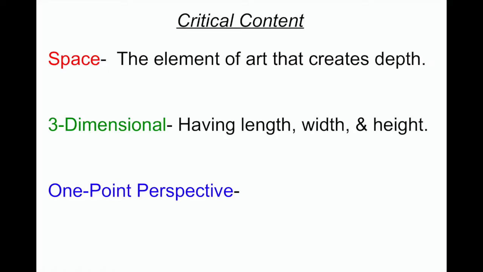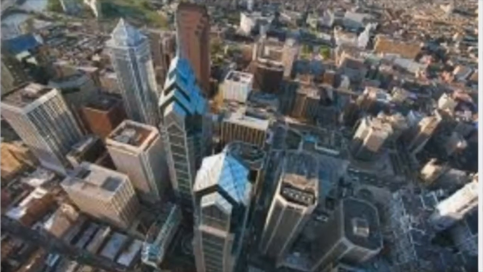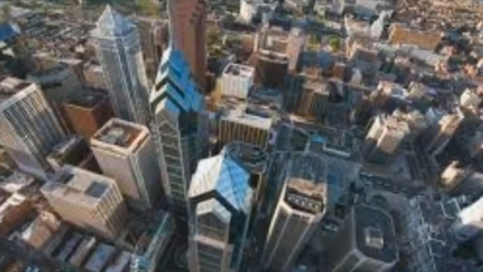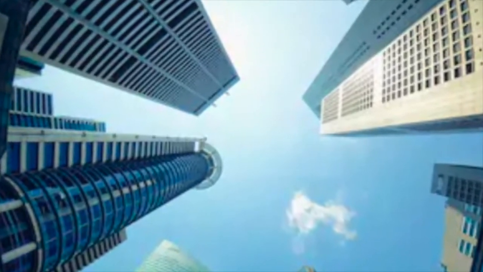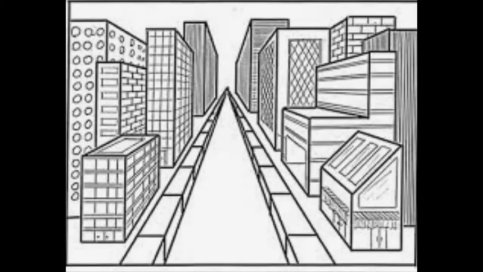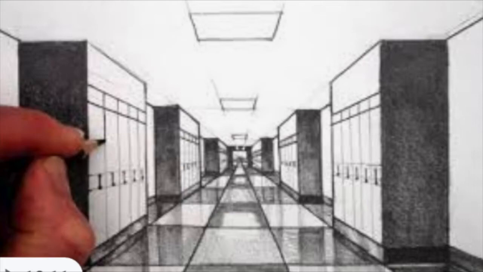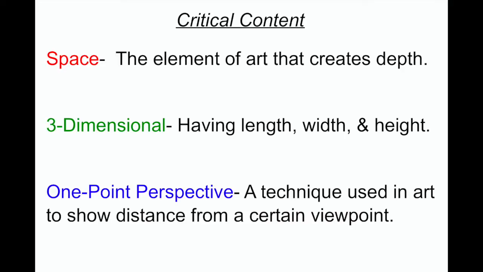Now let's talk about one-point perspective. The word perspective means your point of view. So if you were looking down on a city, you'd have a bird's eye view of the city. But if you were standing below looking up, you might call that a worm's eye view. Using perspective gives us a way of creating distance on a flat piece of paper. So one-point perspective is a technique used in art to show distance from a certain viewpoint.